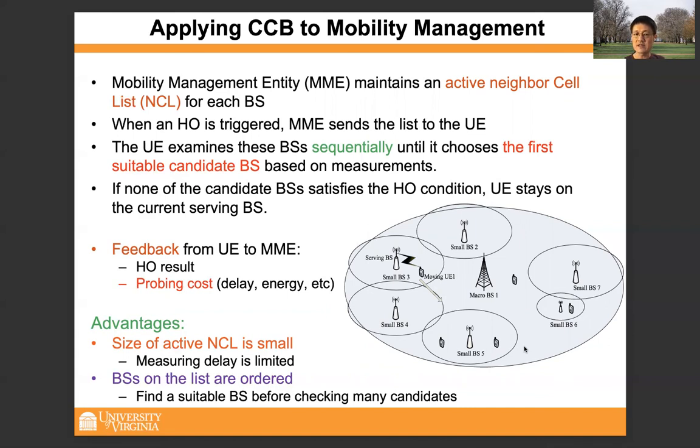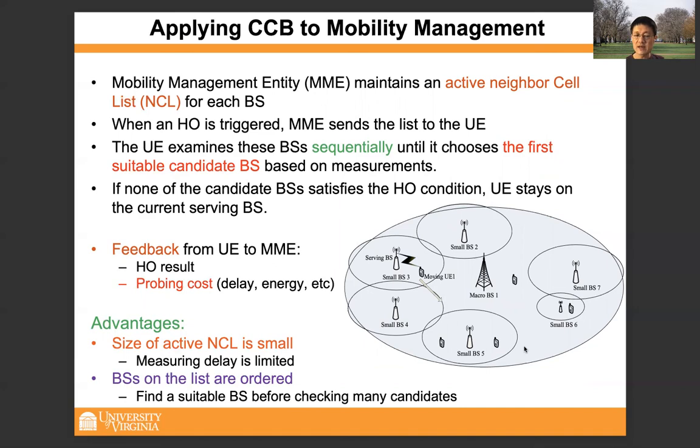And if none of the candidate base stations satisfy the handover condition, the UE will stay on the previous serving base station. In this case, the feedback from the UE to the MME is the handover result and the probing cost, for example, the delay or the energy cost, and so forth. The advantage here is that with our method, we can have a very small active NCL list, as opposed to populating all known possible neighbor cells. This is very useful in an ultra-dense scenario.